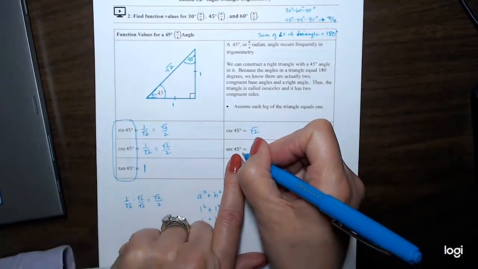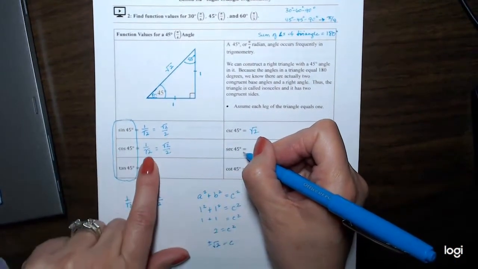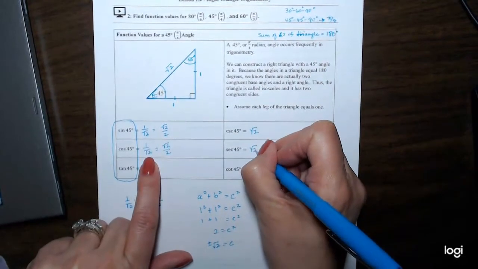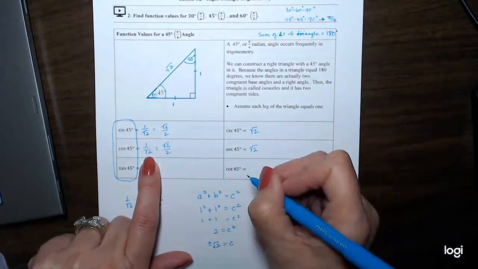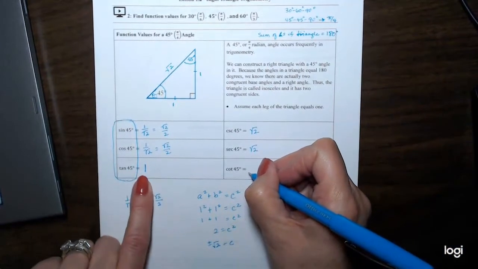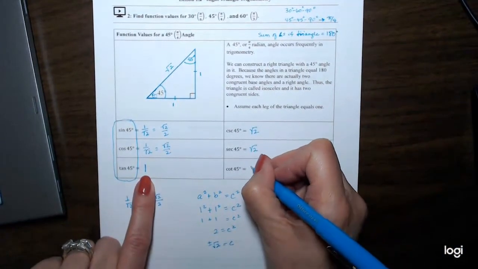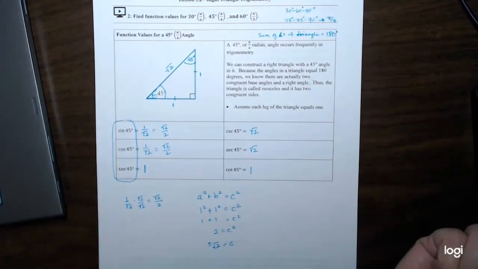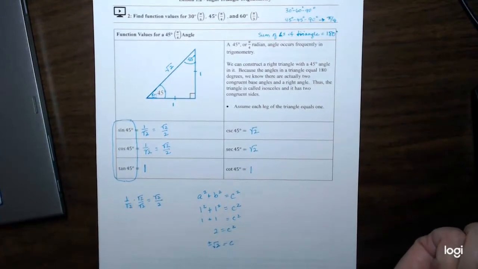We better scoot over here and do secant of 45 degrees. It's the reciprocal of cosine. Again, it's just square root 2. And cotangent of 45 degrees, the reciprocal of 1 is 1. And there's our 6 trig functions for a 45, 45, 90 triangle.